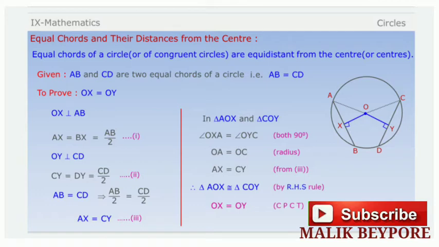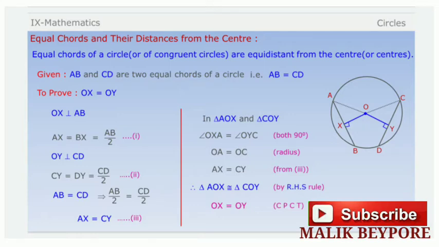Then we can say AX equal to BX by the previous theorem. AX equal to BX can be written as half of AB, that is AB by 2, equation number 1. Similarly, OY is perpendicular to CD, then we can say CY equal to DY, that is half of CD, means CD by 2, equation number 2. And also the theorem is given that AB equal to CD, so AB by 2 is equal to CD by 2.